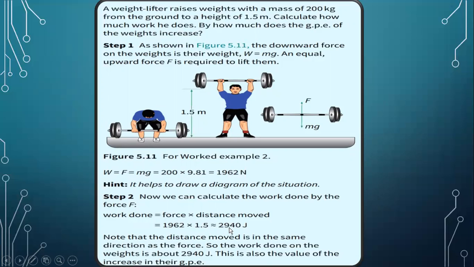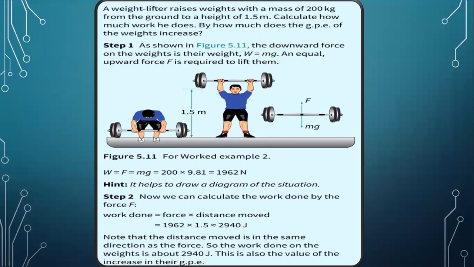So work done becomes equal to 2940 joule. We can say that this amount of work done is stored in that object in the form of its potential energy. So by doing work, its potential energy increases. And initially it was 0, now it becomes 2940 joule at the height of 1.5 meter. So it has ability to perform work equivalent to this amount of energy.